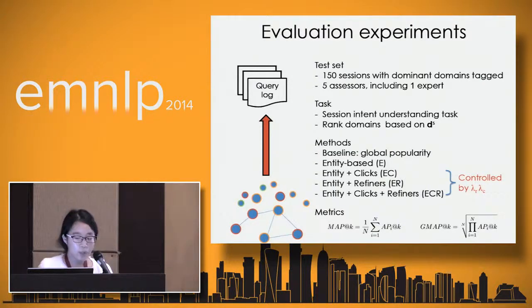We use the following 5 methods, where we control the impact of clicks and refiners by 2 parameters, lambda r and lambda c. For evaluation metrics, we use the rank-based ones. Here we use the geometric mean average precision, which is more robust to noise than the arithmetic one.